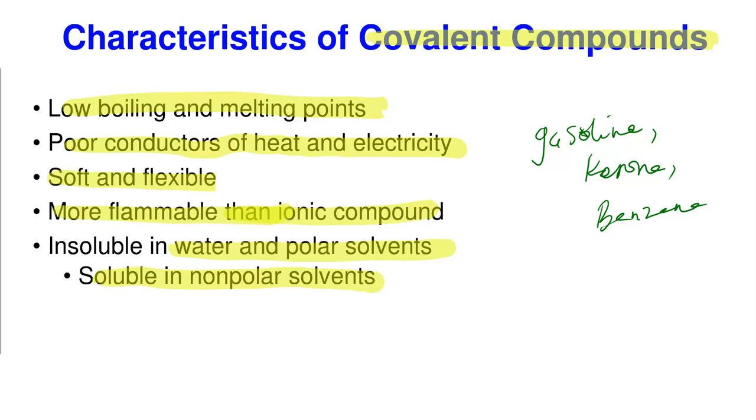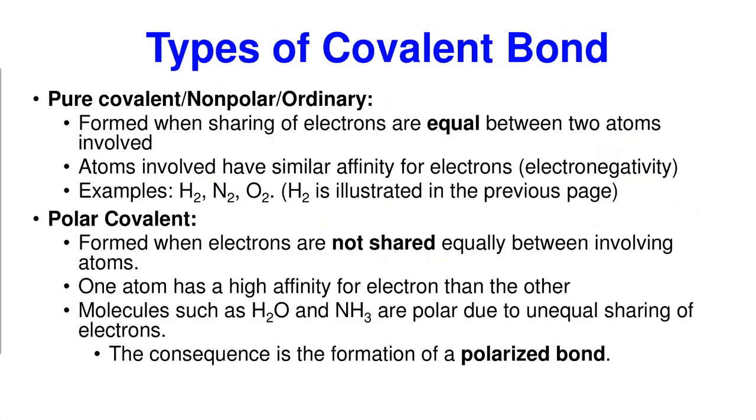All right, we now move to the next slide. There are two types of covalent bonds that we're going to be talking about here. The first one is the one that I've already explained. It is what we call the pure covalent, the non-polar, ordinary covalent bond.